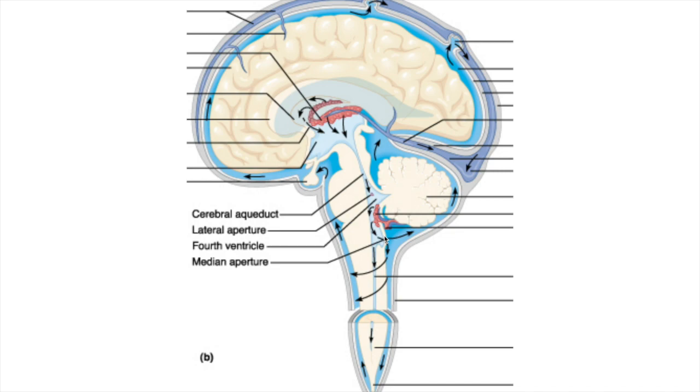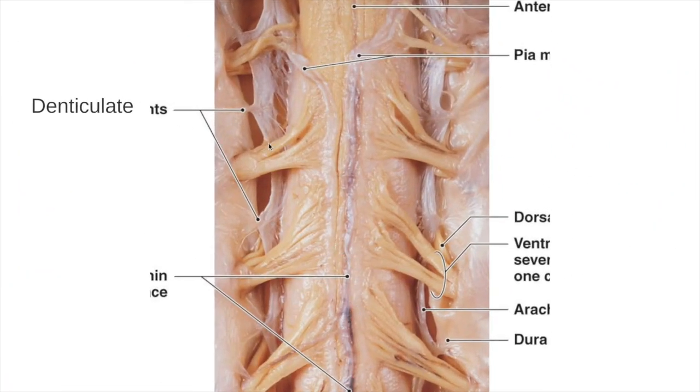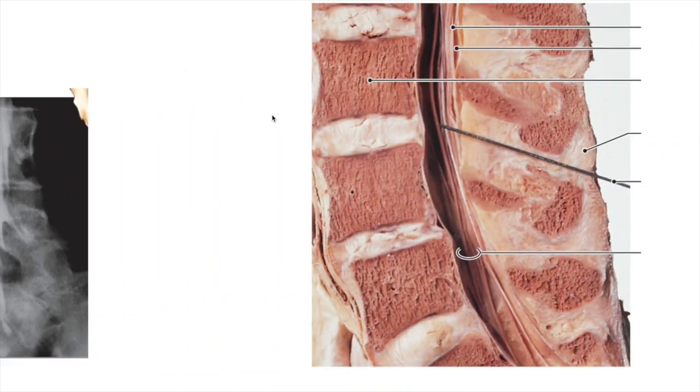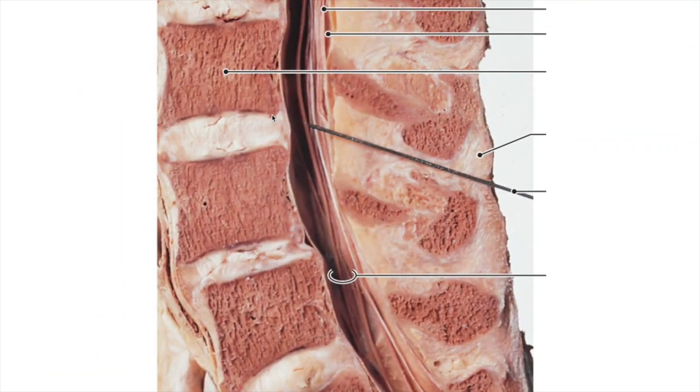And the cerebrospinal fluid is formed in the brain, and it circulates, it goes down the middle of the spinal cord and around the spinal cord. The CSF protects. It also circulates nutrients, chemical messengers, and wastes. This figure shows the denticulate ligaments, which hold the spinal cord in place. They keep it from moving side to side. And the gray matter integrates, and the white matter communicates.